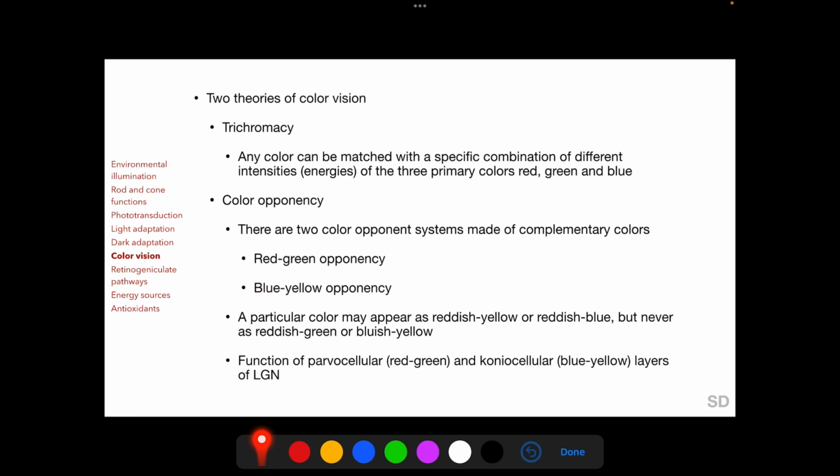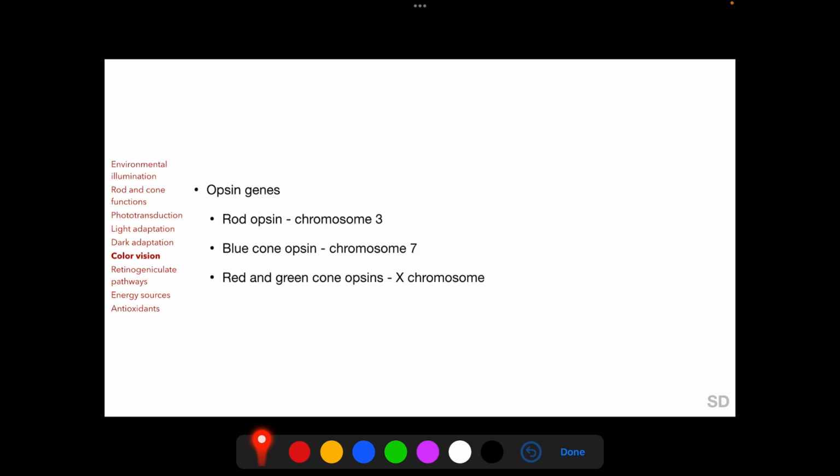And as we have mentioned in the previous session, color vision is a function of the parvocellular layer providing for the red-green opponency system and the coniocellular layer providing for the blue-yellow opponency system of the retinogeniculate pathways, which we will discuss further in this session. The genes for the opsins of photoreceptors have been located to chromosome 3 for the rod opsin, chromosome 7 for the blue opsin, and the X chromosome for the red and green opsins.